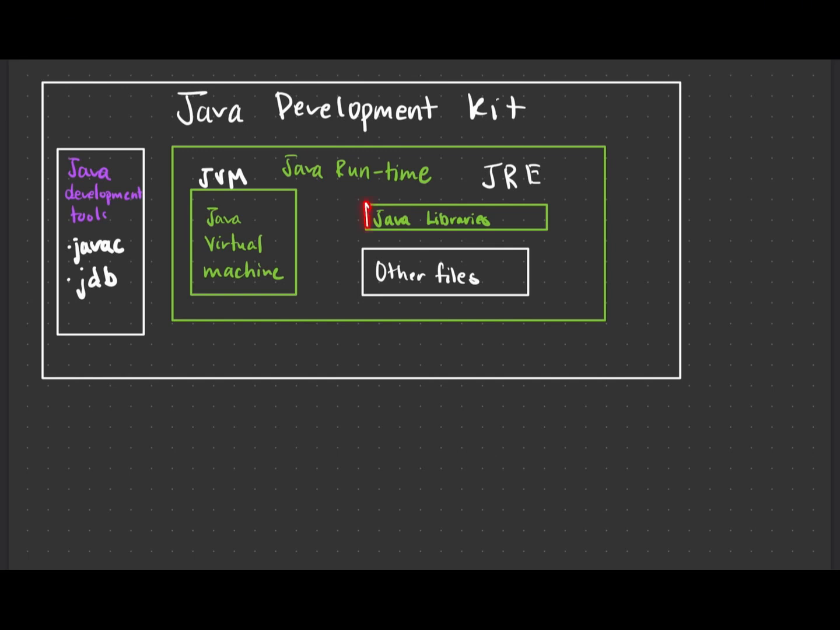Libraries and other files. These include pre-written Java libraries like java.util and java.io that provide functionalities you can use in your program. So to summarize, the JDK is a complete toolkit. It consists of development tools to create programs and the Java runtime to run those programs, and inside the JRE are the JVM and libraries that make everything work.